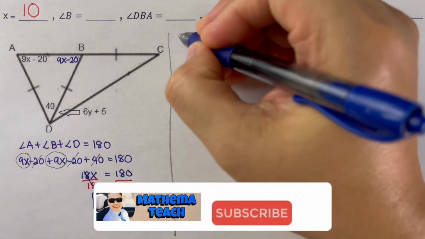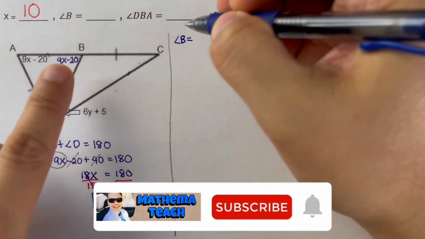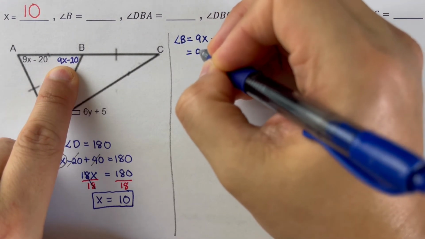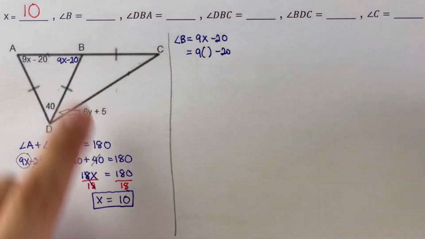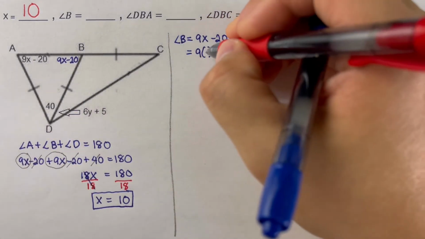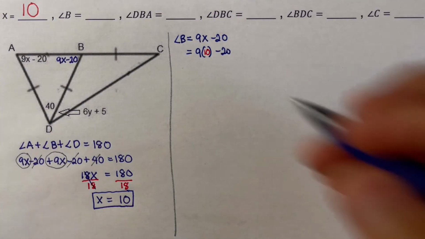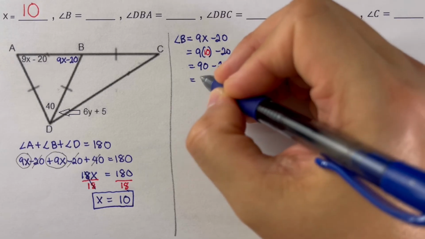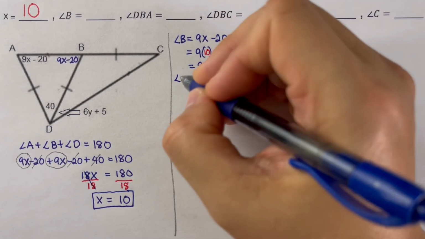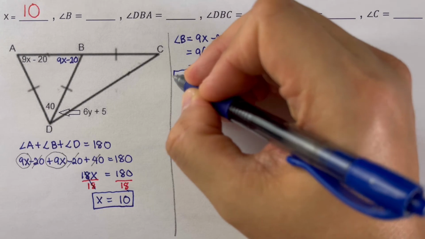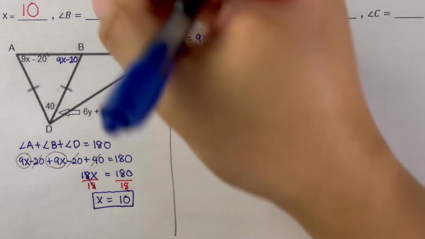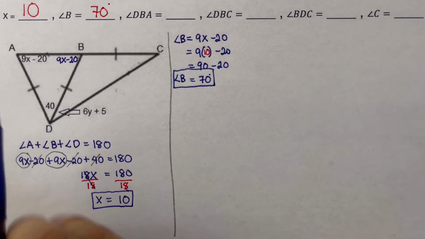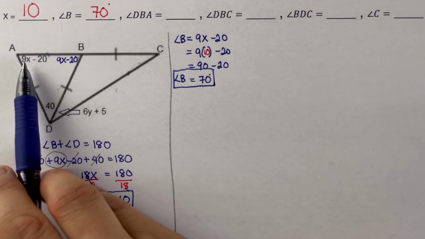So angle B is equal to 9x minus 20. Again, our x here was 10, so I put in the 10 right there. 9 times 10 is 90, minus 20 would be 70. So the measure for angle B is 70 degrees. So we can go ahead and fill that in here. This is 70 degrees. This tells us that our angle A is also 70 degrees.